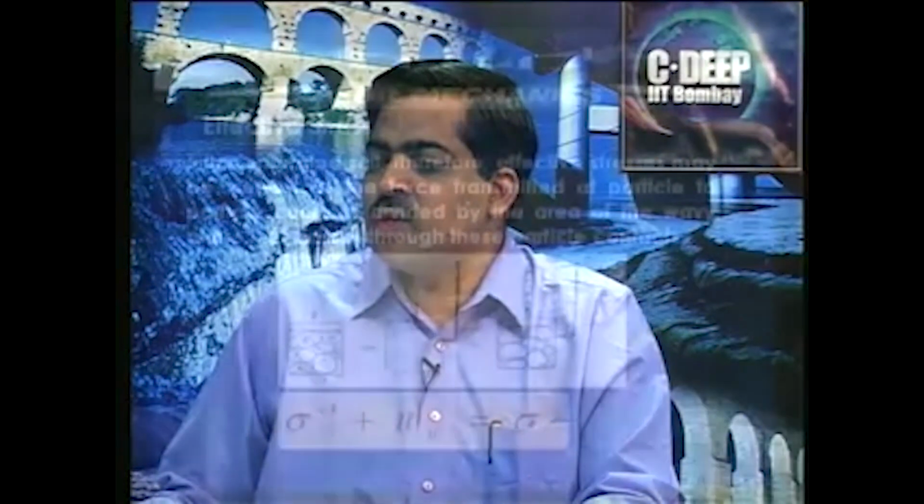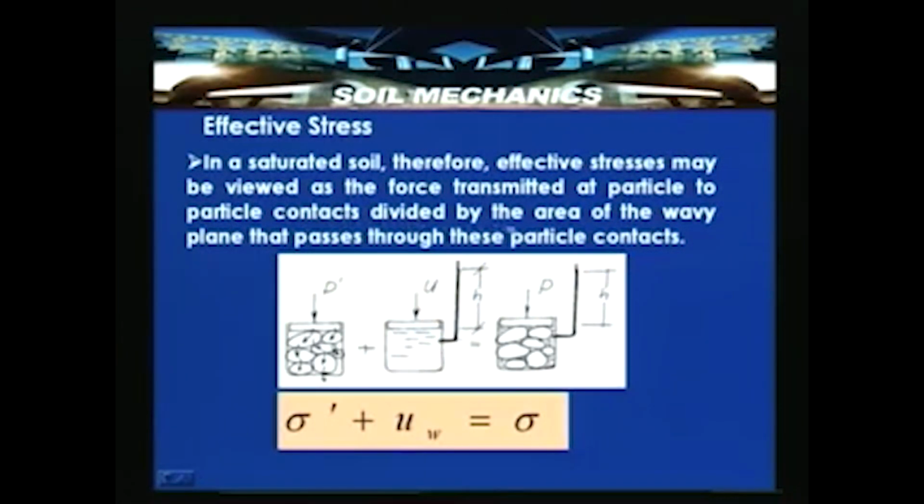Here in this slide we applied the laws of statics to a soil element in equilibrium, and then we have reduced it to total stress is equal to effective stress plus pore water pressure. So, from this slide and the previous discussion, in a saturated soil, effective stresses may be viewed as the force transmitted at particle to particle contacts divided by the area of the wavy plane that passes through these particle contacts.